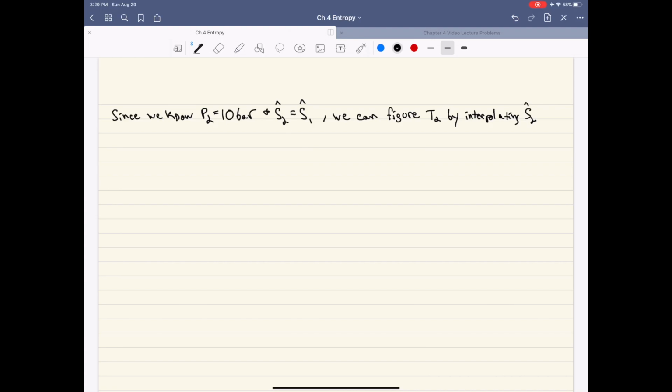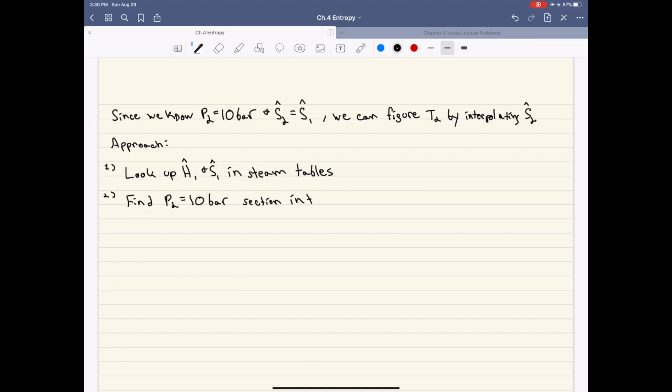Okay? And so here's the approach that we could take. Since we know the temperature and pressure of the inlet stream, we could just look up H1 and S1 directly from the steam tables. Okay. Once we have those values, we can then look up the pressure equal to 10 bar section in the steam tables.